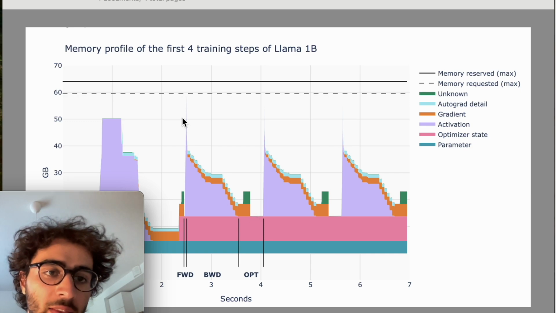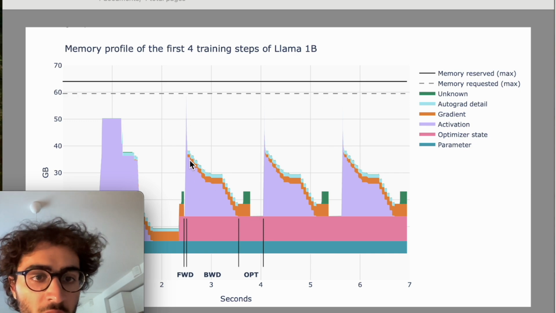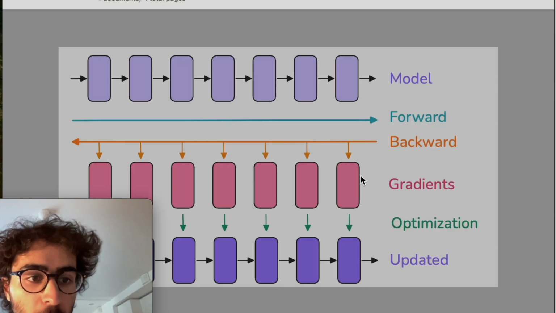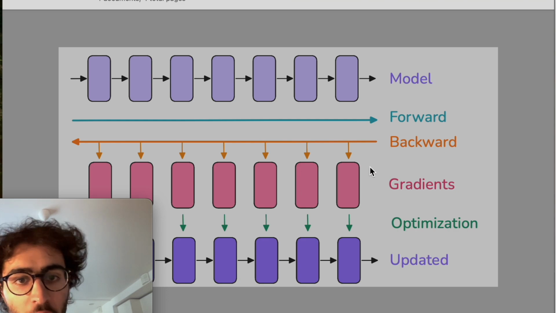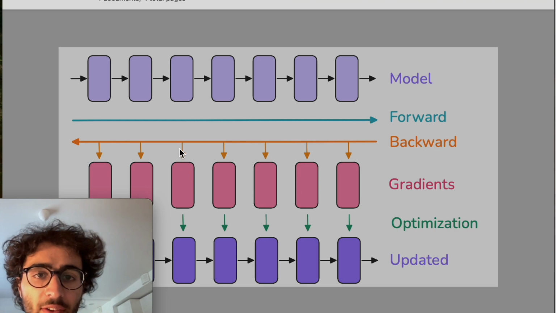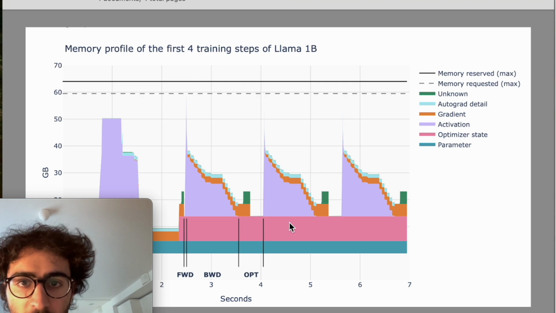Why is that the case? This is because during backpropagation, once we use our activations to calculate the gradients, we can then discard our activations up to that layer. Over time, for example, if we reach this layer here, we will have discarded the activations up to that point starting from the end of the model. So this is why, once again, our activations decrease while the gradients increase over time.